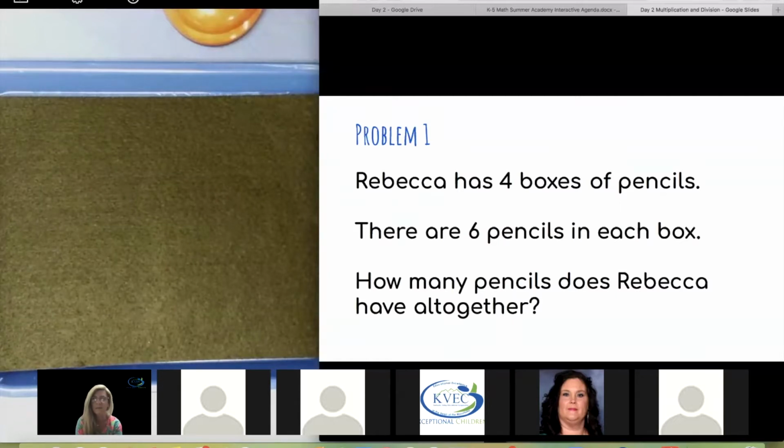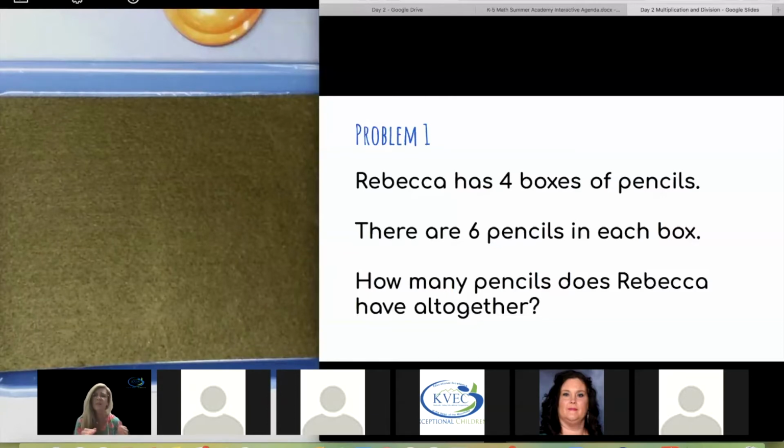have altogether? Now, I don't want the answer from you. I want to know what is missing. What type of problem is this? Do we know the result? Is it giving us the result? Do we know that, because we know multiplication deals with groupings and numbers in groupings? Do we know the number of groups? Do we know how many's in each group? Or do we know the total?